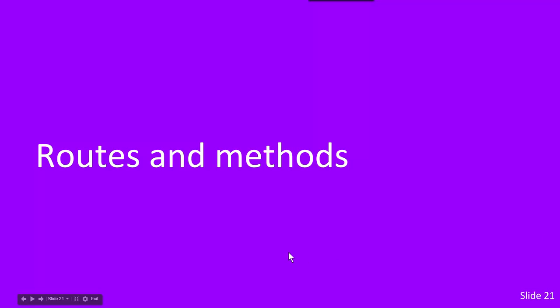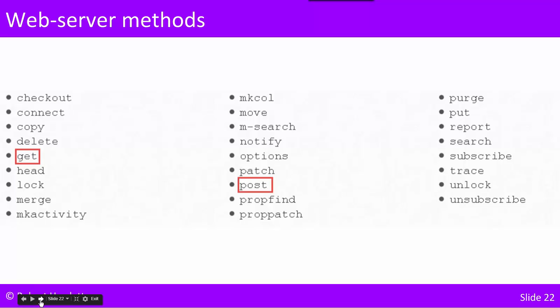So what I want to do now is talk about the concept of routes and methods within Node. When we talk to a web server, most of us, when we learn PHP or even Java server pages, typically just deal with gets and posts. But a web server has a lot more methods. It has checkout and connect and copy and delete, head, lock, merge, make activity, write, make call, move, search, notify, options, patch, right? Prop find, prop patch, purge, put, report, search, subscribe, trace, unlock, unsubscribe.